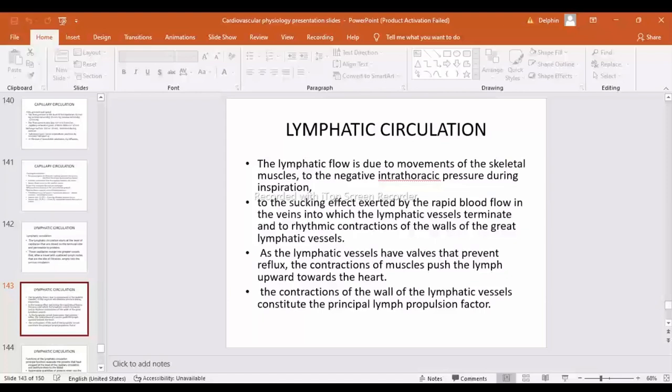And for lymphatic flow, we need the skeletal muscle movement, and also the sucking effect exerted by the rapid blood flow in the vein into which the lymphatic terminates, and the rhythmic contraction of the wall of the great lymphatic vessels. Lymphatic vessels also have valves that prevent reflux. The contraction of muscles pushes the lymph upward toward the heart. The contraction of the wall of lymphatic vessels constitutes the principal lymph propulsion factor.